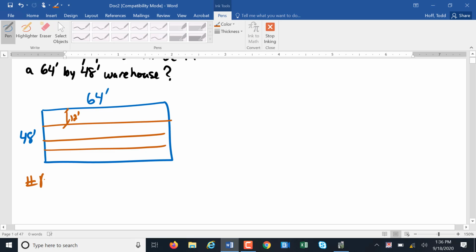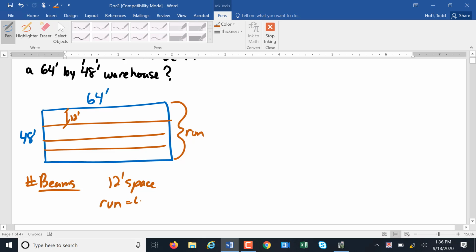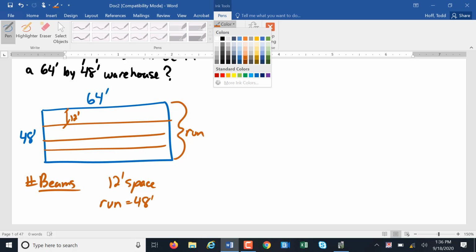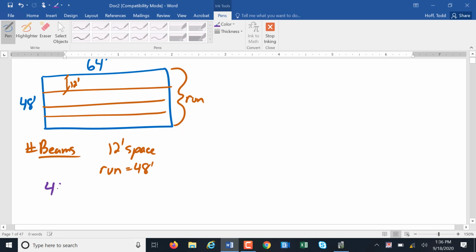To find the number of beams needed, the spacing is 12 foot, and we call it the run. That's the area or the length that needs to be covered by those 12-foot gaps. So this would be the run that we're looking at to cover with those beams, is 48 feet. If we just divide 48 divided by 12, we get 4.